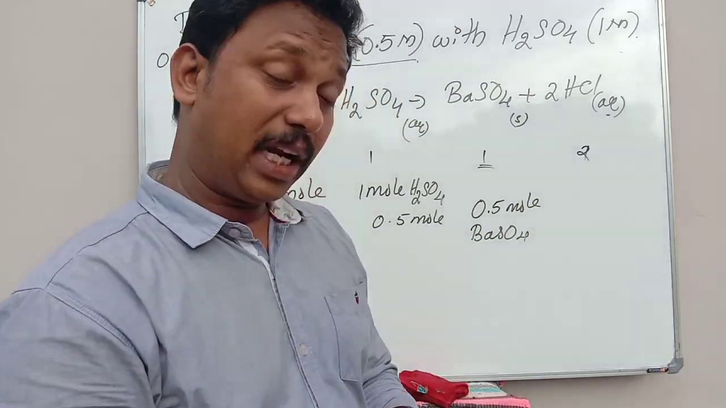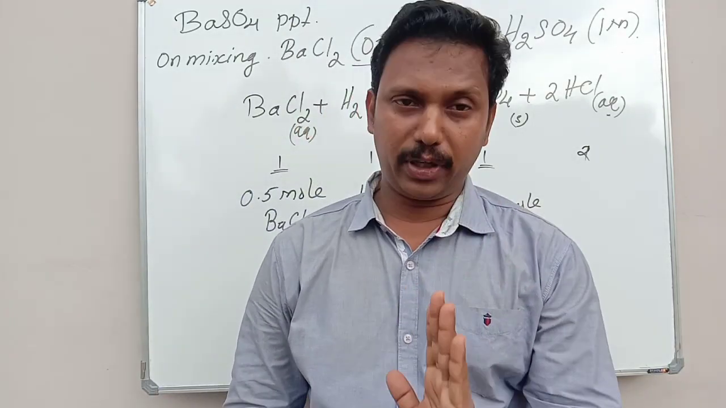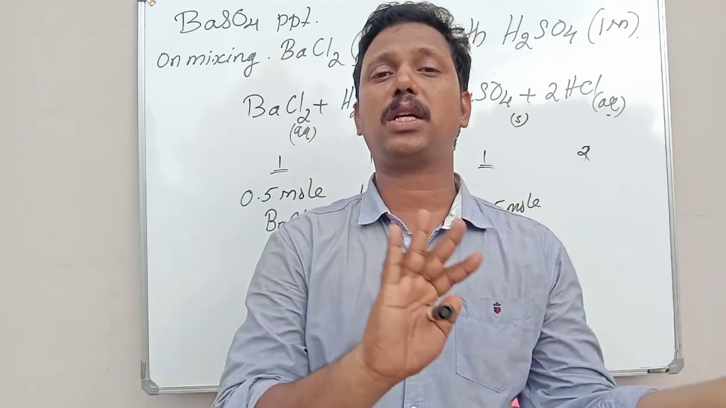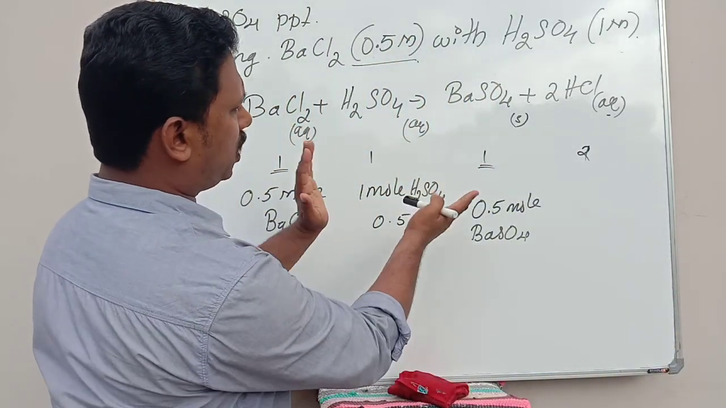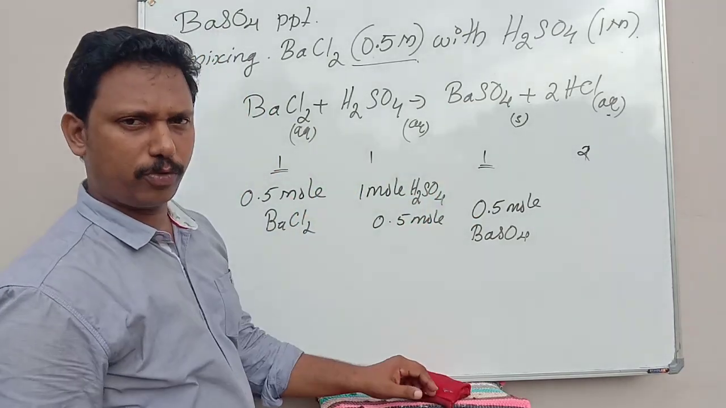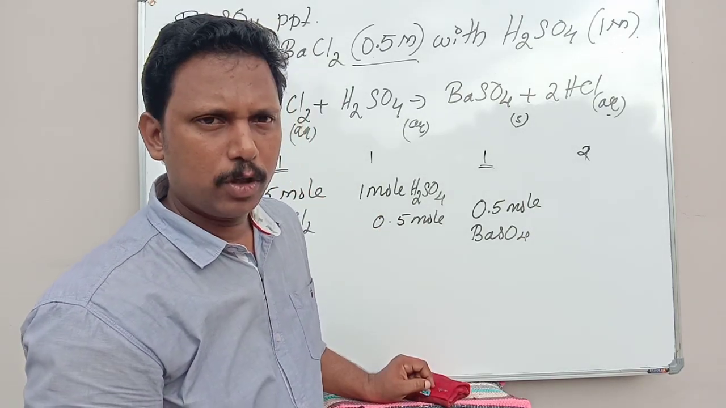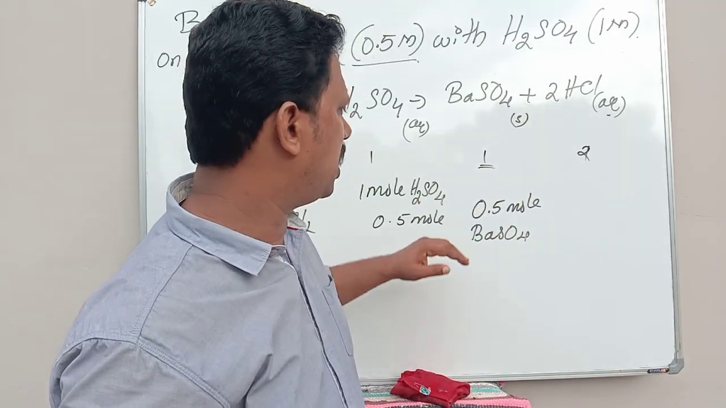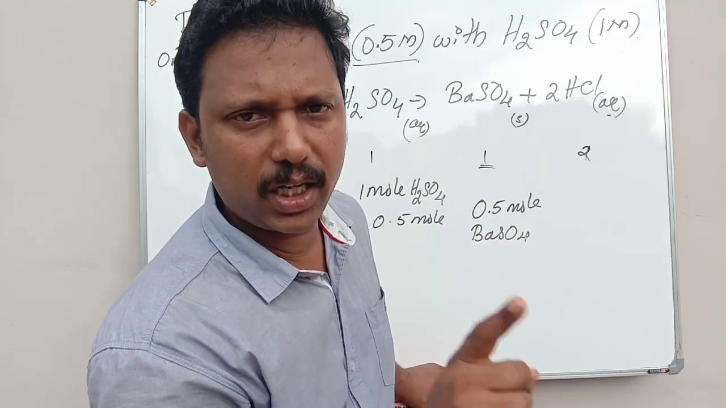But there is one very important point that we have to understand. Here 0.5 mole of barium sulfate is present, that's true, but now the volume of the solution has doubled. Because if you are considering 1 liter barium chloride solution and 1 liter H2SO4 solution, the volume is now twice the prior volume. So when the volume is twice, molarity reduces to half, because molarity is number of moles divided by volume. When the volume doubles, molarity becomes half.